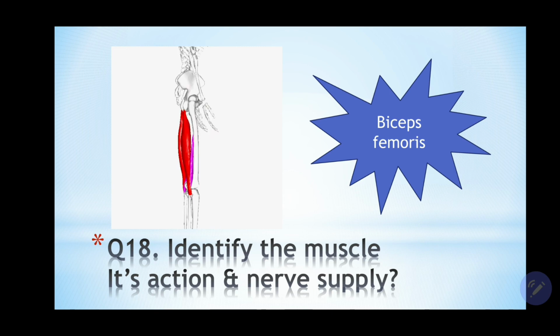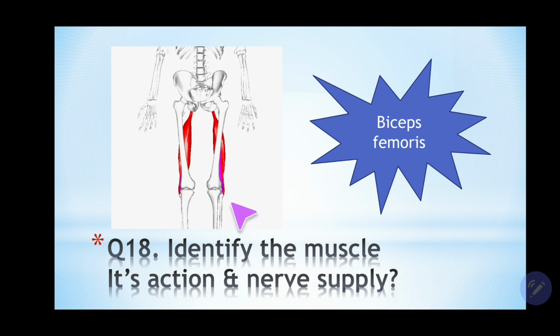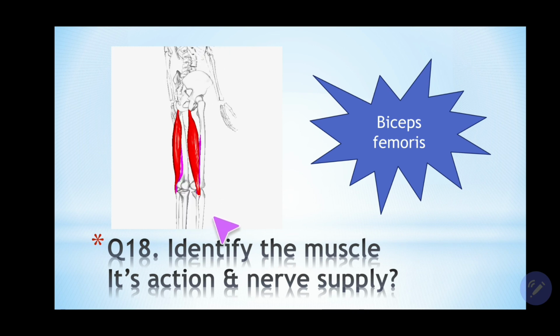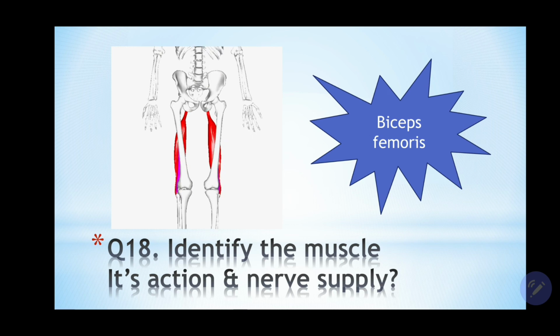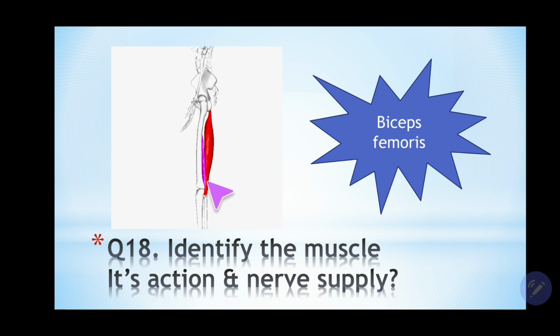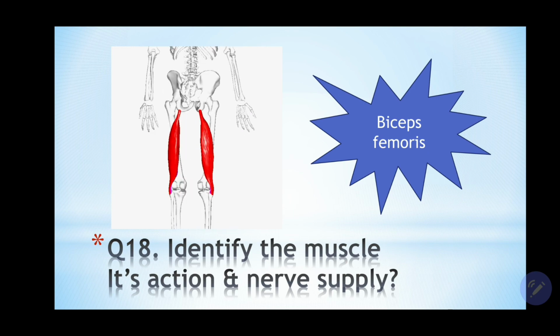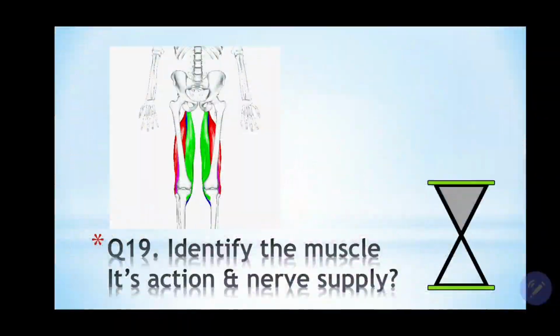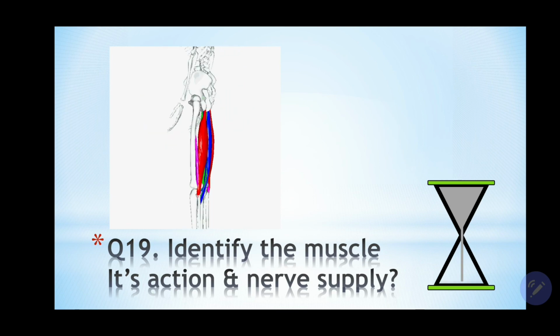Action is, for the long head, extension of hip joint, and flexion of knee by the combined action of both the heads. Nerve supply separately, for the long head it is the tibial component of sciatic nerve, for the short head it is the common peroneal component of sciatic nerve. Last of all, this last question is identify the muscle, its action and nerve supply.